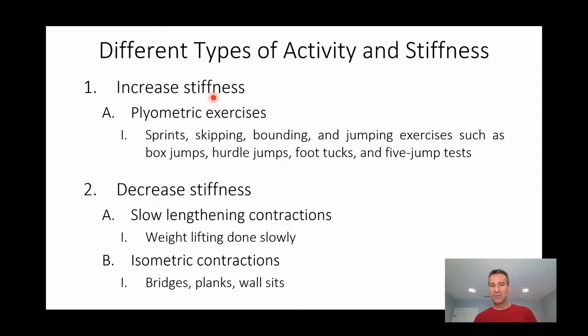If we want to decrease stiffness, I should say, what we're going to do is we're going to do slow contractions. And all that means is you can do slow lengthening contractions, you can do slow shortening contractions, or you can do the slowest contractions of them all, which is an isometric contraction. So slow lengthening contractions are just weightlifting done slowly. So if you lift a really heavy weight, that's going to mean you're going to move slowly. That means that you are going to decrease stiffness within the system. And you can see that in the assignment that I gave you.